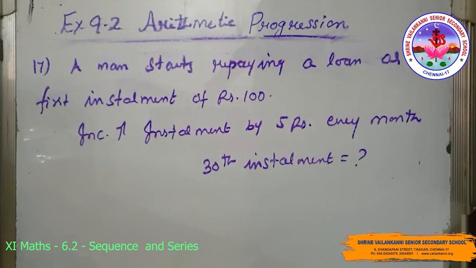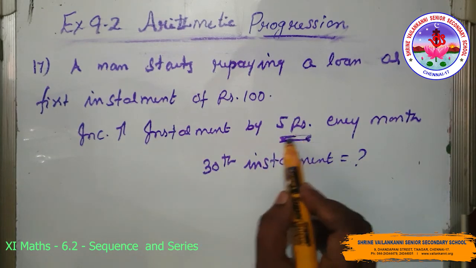17th question. A man starts repaying a loan as first installment of rupees 100. Increases the installment by rupees 5 every month. What amount will he pay in the 30th installment? So given that the first installment of the loan is rupees 100 and the second installment is rupees 105. So the installment increases by rupees 5 every month.